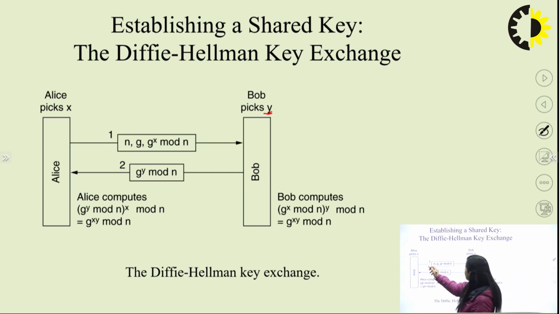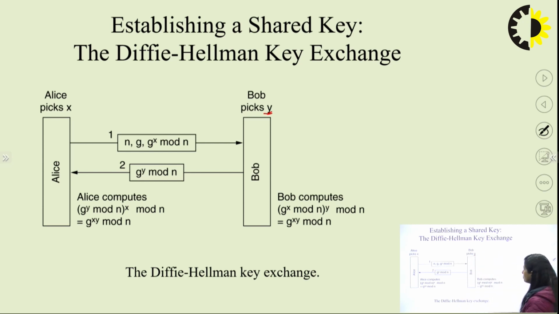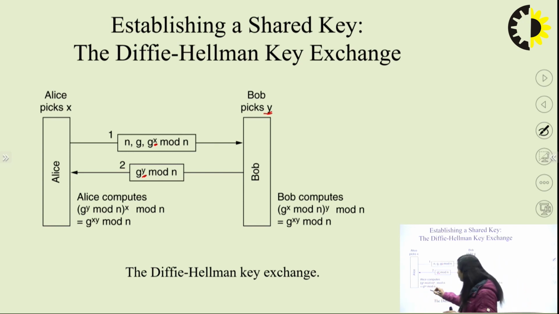So Alice communicates n comma g raised to the power x mod n. What is the number chosen by Alice? That is x, right? So it will use its key. Okay. Now Bob has picked a number y. So it will send with its key g raised to the power y mod n. Fine. Now Alice will compute g raised to the power y mod n, raised to the power x, that is its key, mod n. So we can find g raised to the power xy mod n.